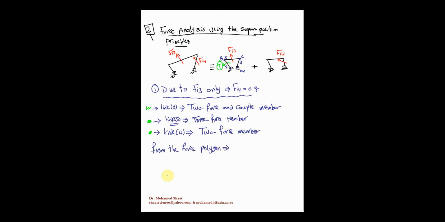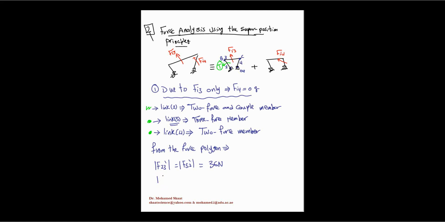We got the magnitude we can calculate. We measured the magnitude of F23 dash, which should equal the magnitude of F32 dash, because this force we're going to need for the analysis of link number 2. It should equal 36. We measured this value as 36 millimeters. We got it as 36 Newton.